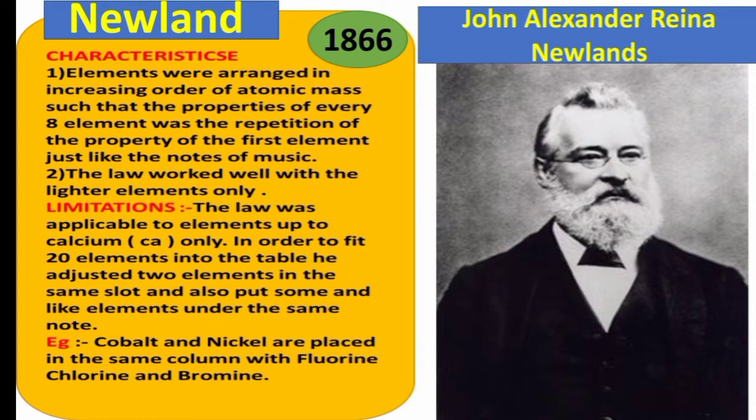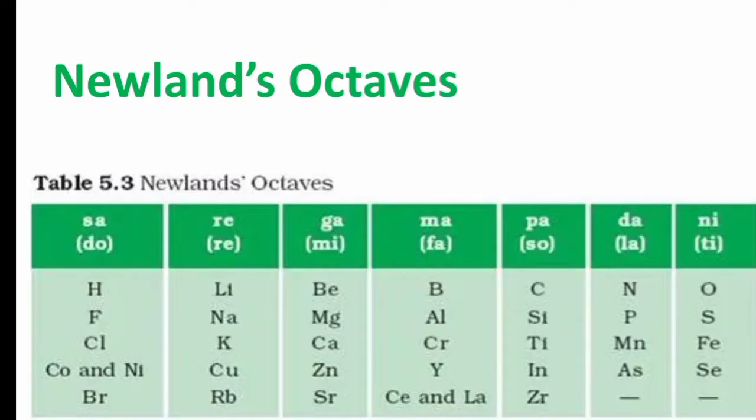Multiple elements were arranged in the same slot because he purposely wanted to fit these elements into his law of octaves. As a result, he arranged Co and Ni, that is cobalt and nickel, of different atomic masses in the same position. Children, you can see that in this table very clearly. Now, what happened by this arrangement? These cobalt and nickel of different atomic masses were arranged in the same position, and that too in the same column with chlorine and bromine, which were completely different from cobalt and nickel. Hence, cobalt and nickel were a misfit in that particular column, and that was the limitation of Newlands' classification.